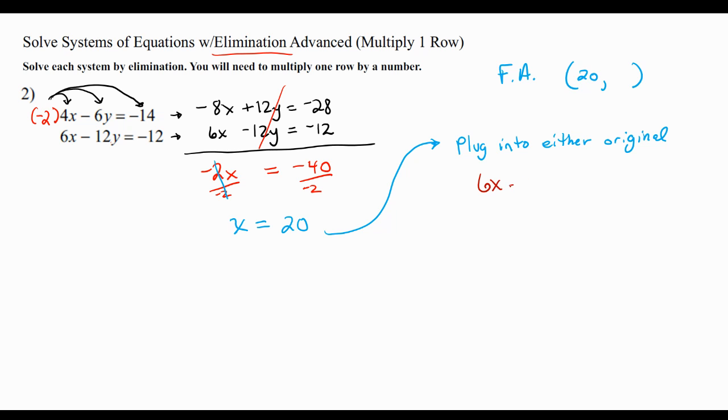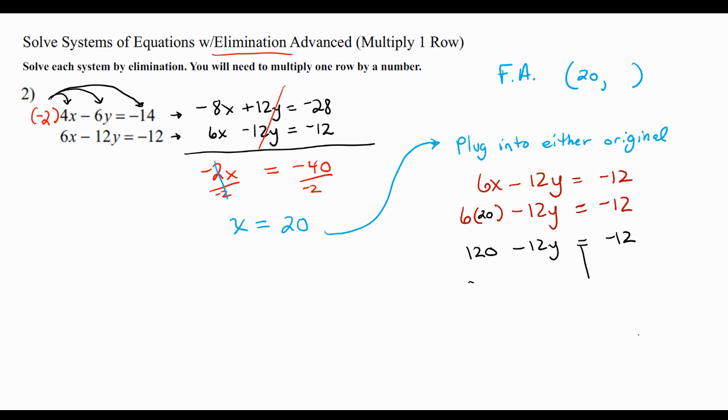And it's okay if you chose the other one. You should get the same answer, as long as your signs and everything are all right. Okay, so we're plugging in for the x this time. So I'm going to put parentheses by x. And just change colors here. So x was worth 20. Okay, so then we're just going to do the math. 6 times 20 is 120. Minus 12y is equal to -12.